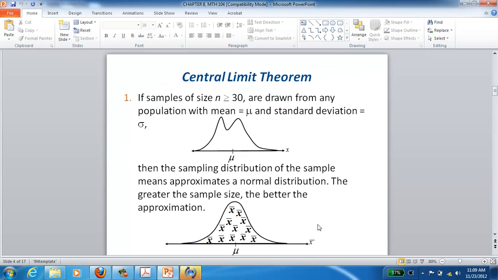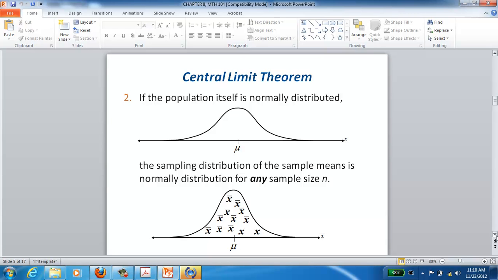The central limit theorem says that if we have any population with a mean of mu and a standard deviation of sigma, we want to have a large sample. n has to be greater than or equal to 30, and this is for any population, in order for the sampling distribution of the sample means to follow the normal distribution. And actually, the greater the sample size, the better the approximation. So keep in mind, for any population we need a large sample size, n greater than or equal to 30.